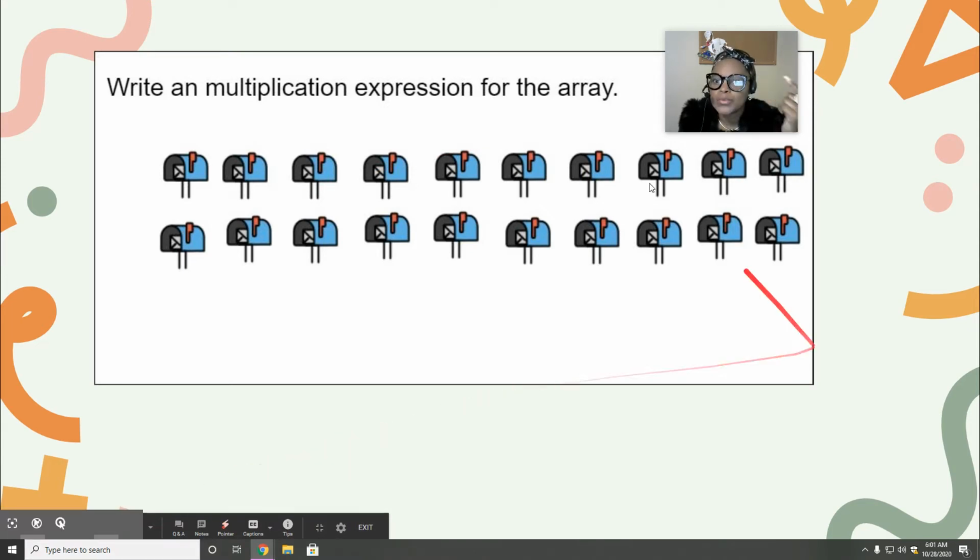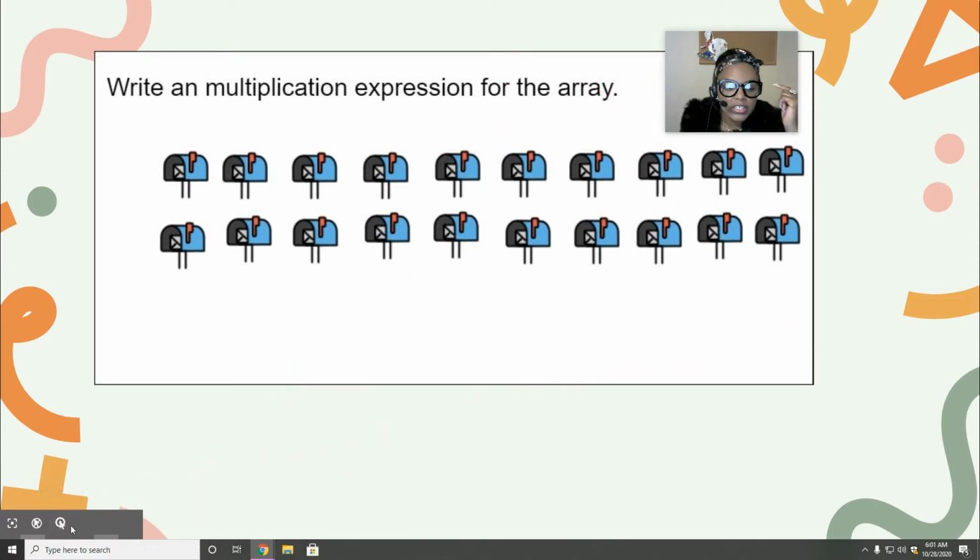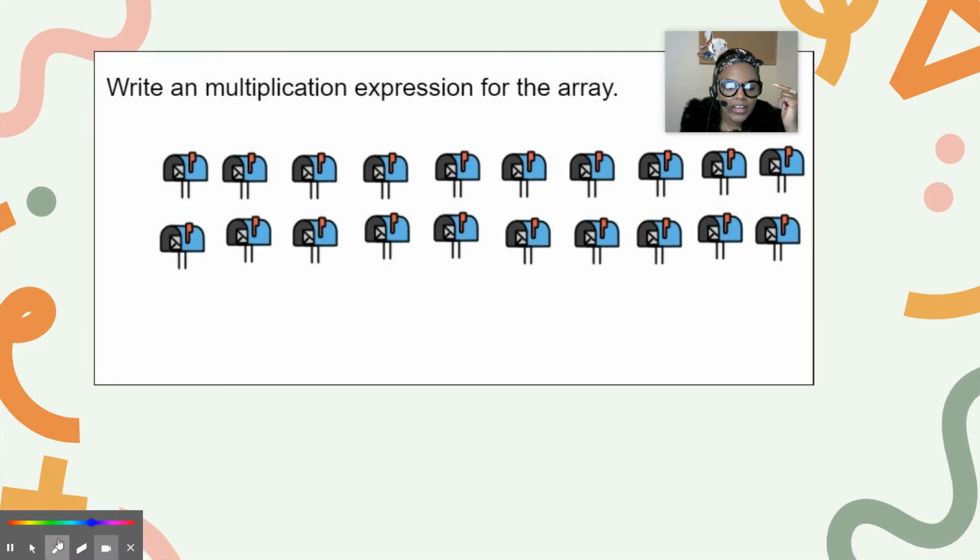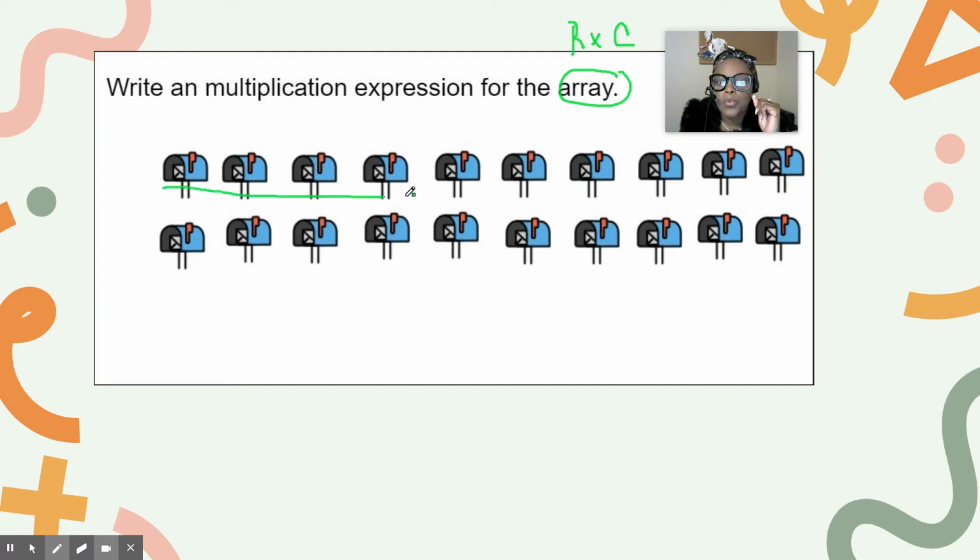How many rows? Because as soon as we see the word array, row versus column. Row is the first factor, the first number, and rows are left to right. How many rows do I have left to right? Let's do it. 1, 2. I have 2.